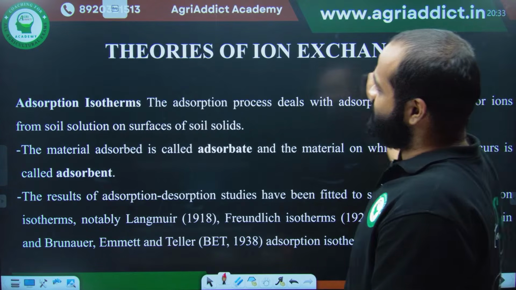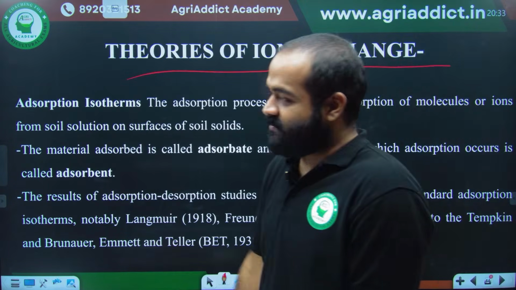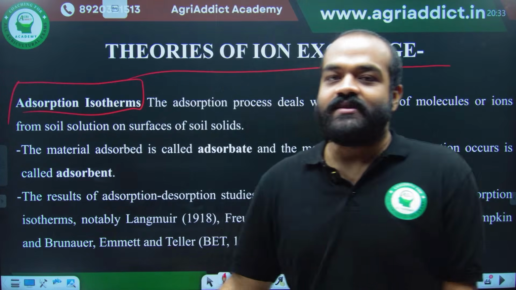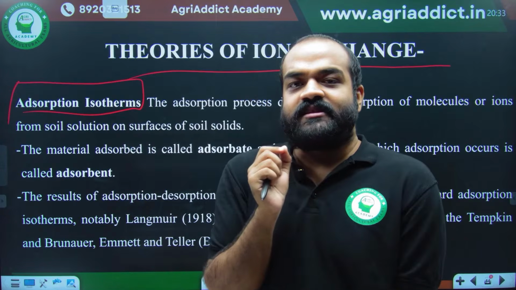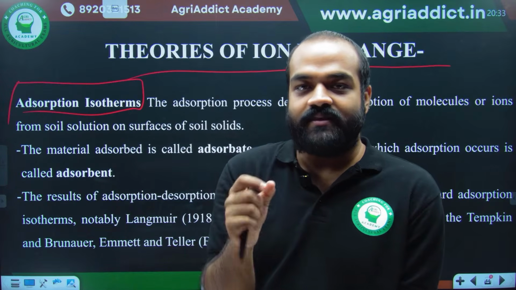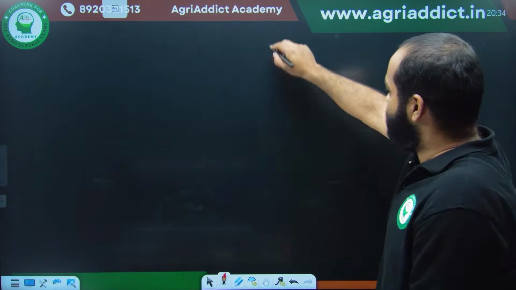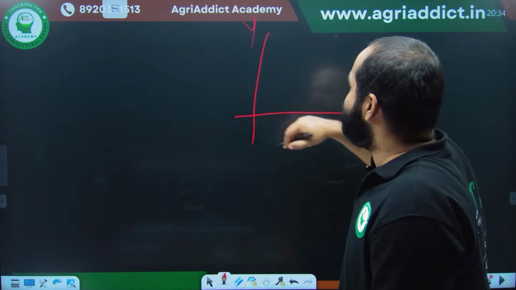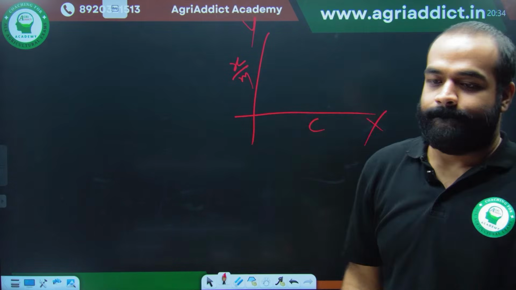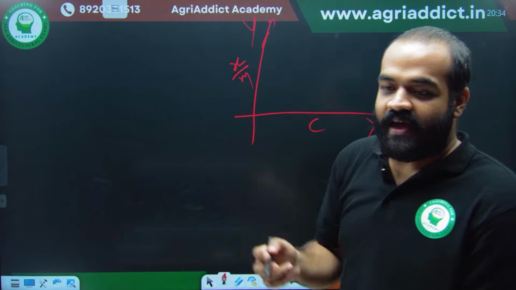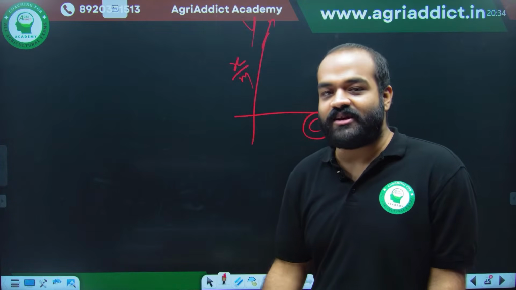So we have come to theories of ion exchange. Theories of ion exchange is my most favorite part of chemistry. So theories of ion exchange में सबसे पहले आता है adsorption isotherm. What is adsorption isotherm? In any adsorption experiment, when we report the data in the form of a graph, अब इस ग्राफ में क्या होता है? ग्राफ में this is y axis, this is x axis. This y-axis is the plotting of amount of adsorbate adsorbed per unit mass of adsorbent and this is the equilibrium concentration of the adsorbate.